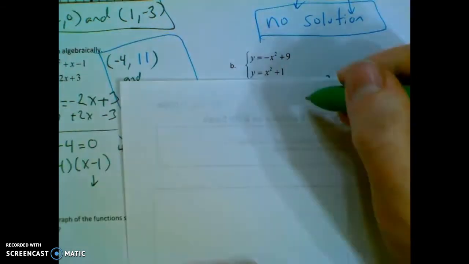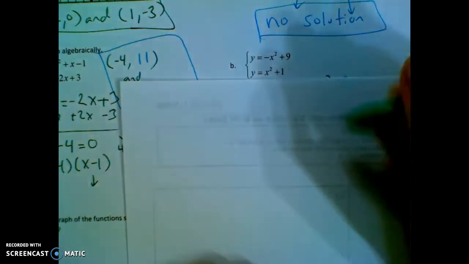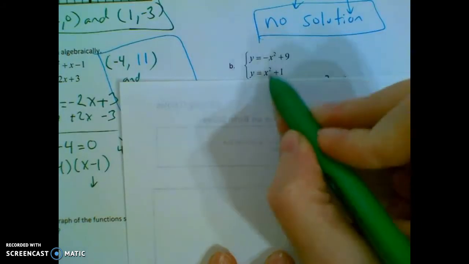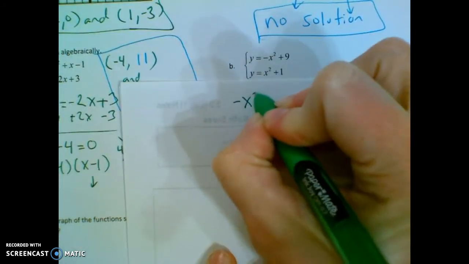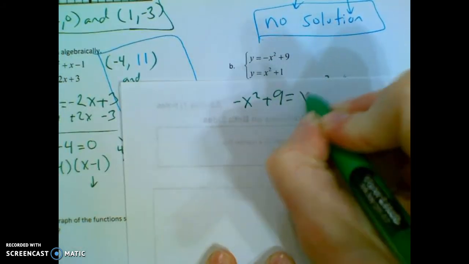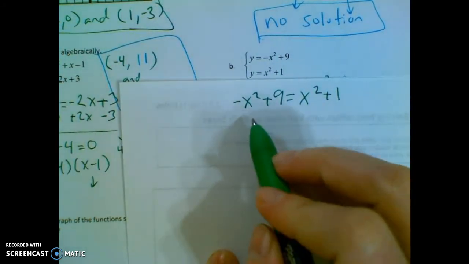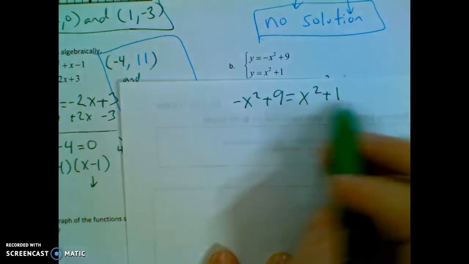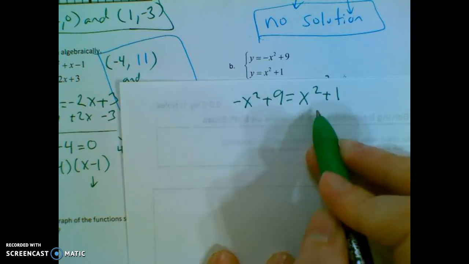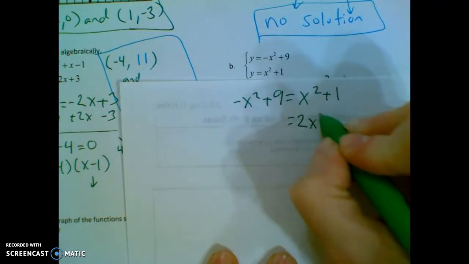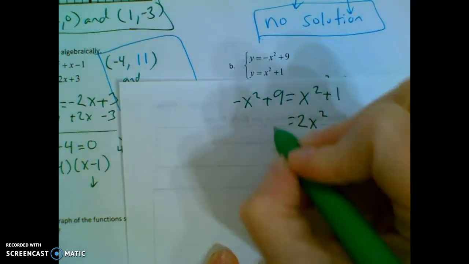Alright, this guy behaves the exact same way. I already made a mistake, so I just covered it up. So anyway, starting from scratch, set these guys equal to each other, so you get negative x squared plus 9 equals x squared plus 1. I want to get it equal to 0. Well, actually, in this case, I only have x squareds and numbers. So if I move this x squared over, I'm going to get a 2x squared. And if I move that 1 over, I'm going to get an 8.